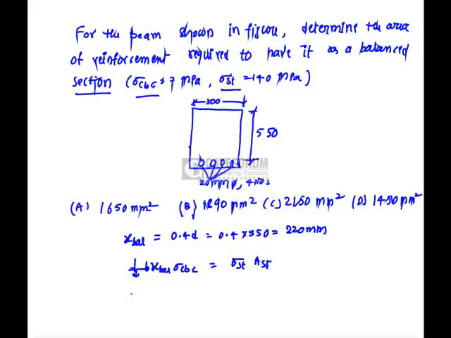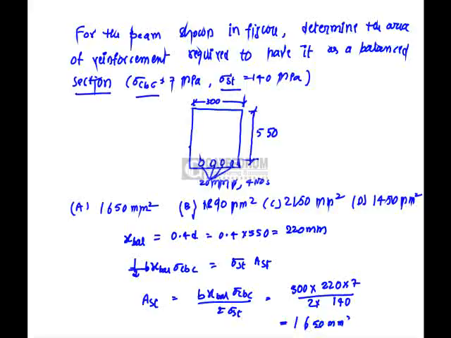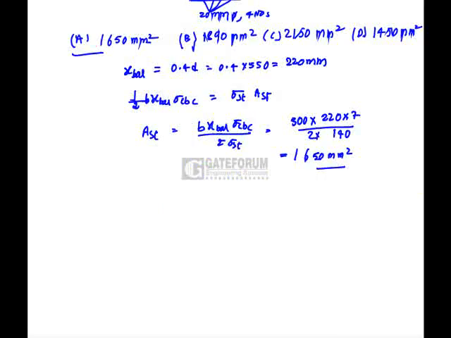We have to find out the reinforcement required. AST is equal to B X balanced sigma CBC divided by 2 sigma ST, that is equal to B is 300, X balanced is 220, and 7 divided by 2 into sigma ST, which is 140, that is equal to 1650 millimeter square. 1650 millimeter square, option A is correct.